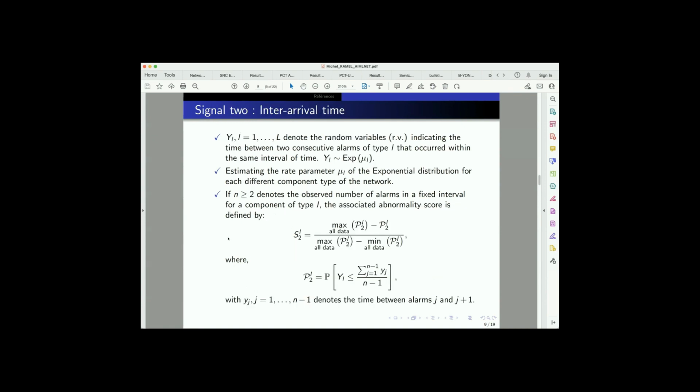And the second signal is about inter-arrival time, which is following an exponential distribution. And then we also estimated the parameter mu of the exponential distribution. And then we created the second score, which is represented by this formula of probability, also normalized over the whole data to get a score between 0 and 1. And this is the cumulative distribution function of the exponential distribution to get all probabilities.